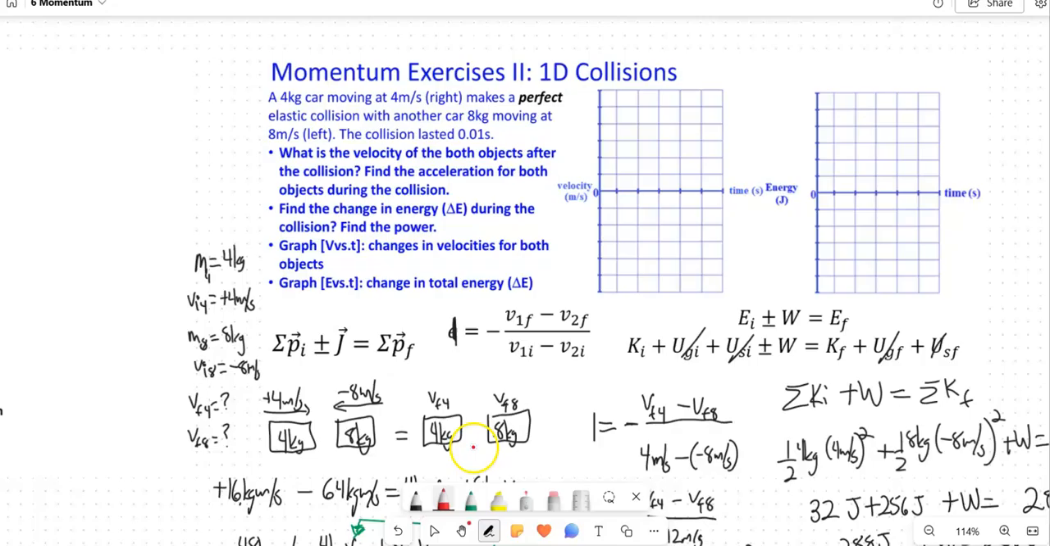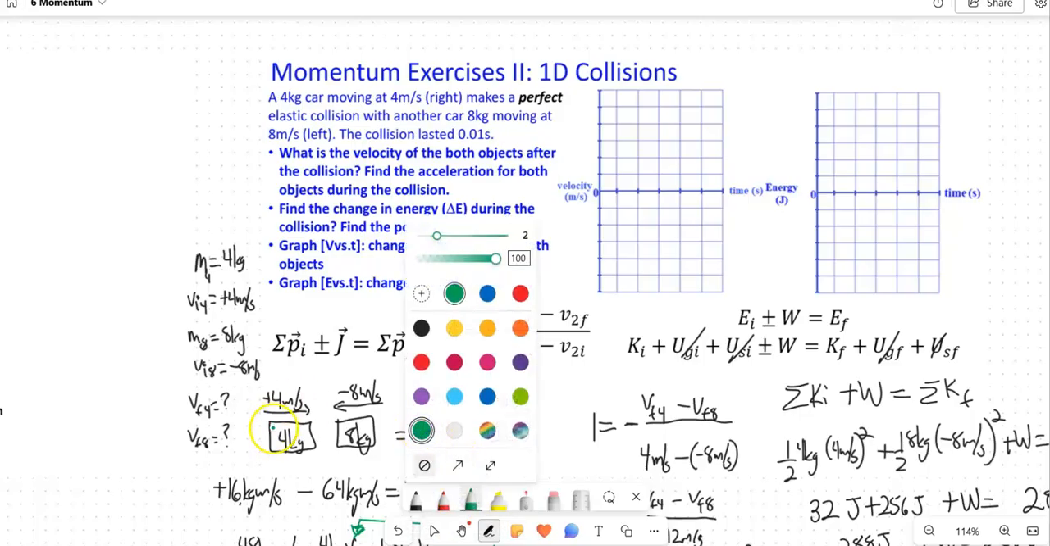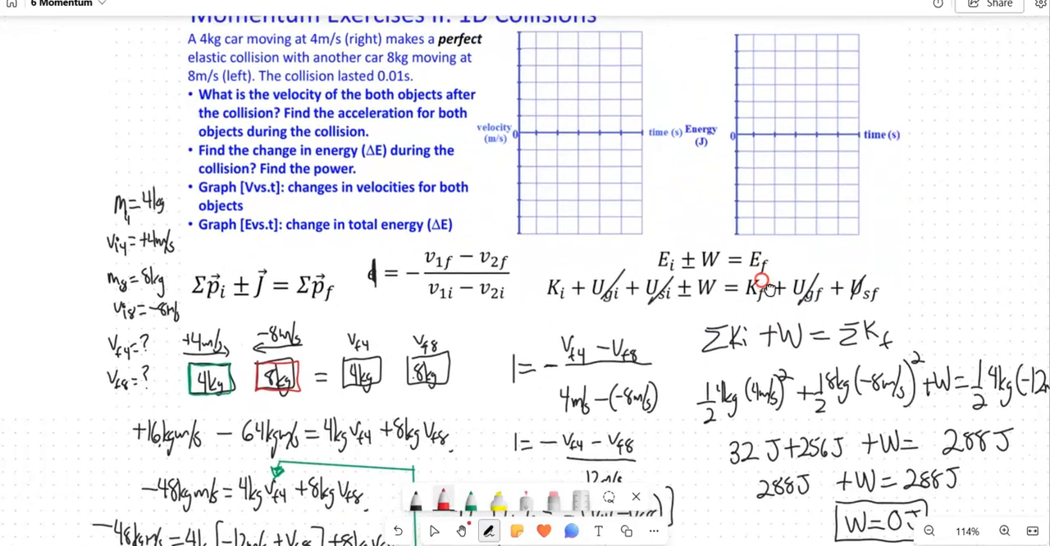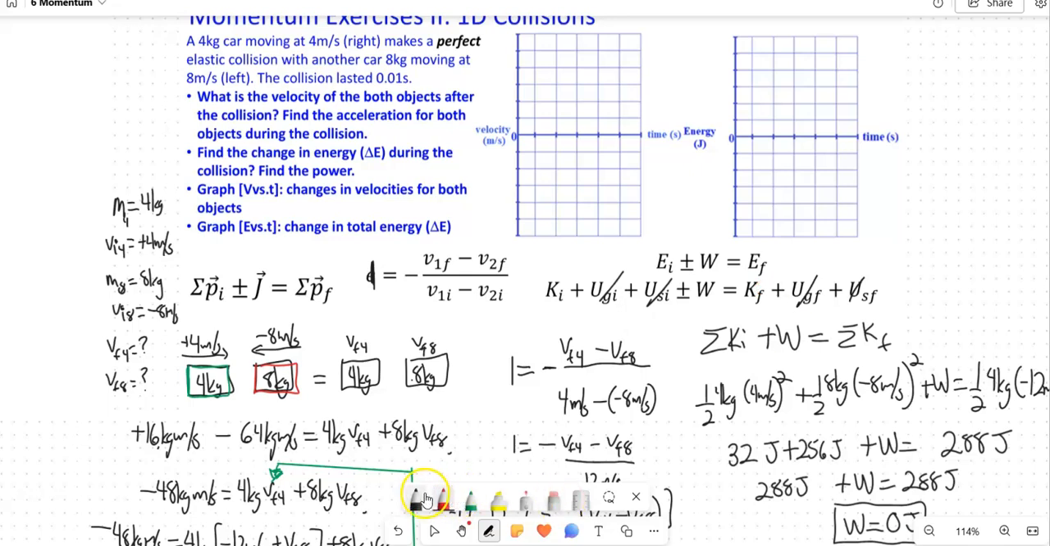Let's use the velocity versus time graphs to help us figure out the accelerations of these objects during the collision. I'm going to use green for the first object, and red for the 8 kilogram object. Let's do the 8 kilogram object first. I'm going to just mark this as positive 12 to negative 12 meters per second. And again, this is 0.01 seconds, and this is 0.01 seconds.